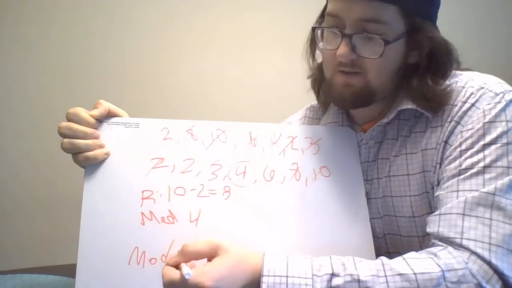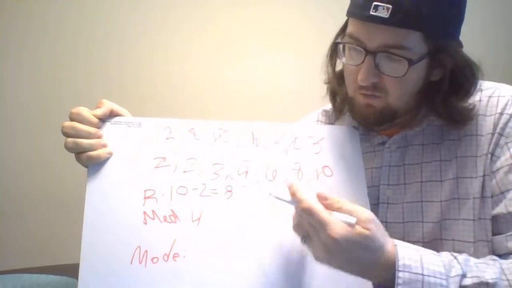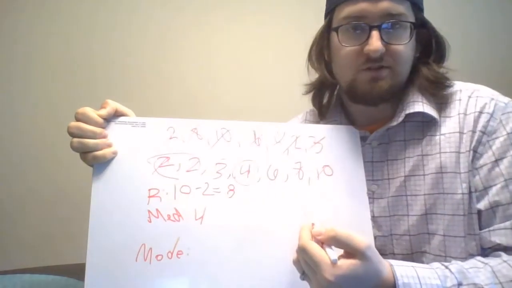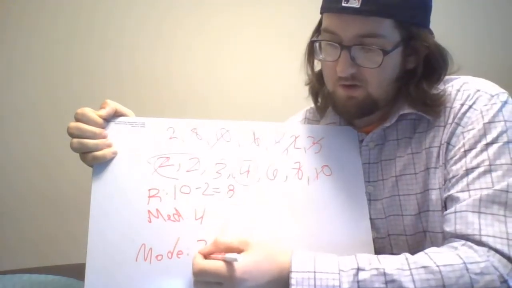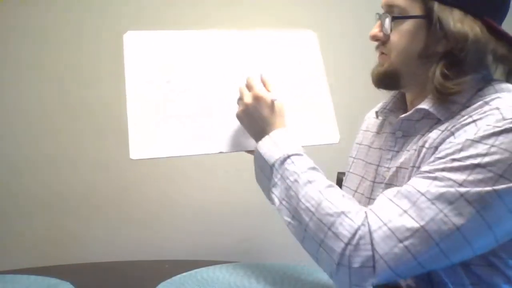Our mode, man, it's hard to write sideways. I don't even write good regular. So our mode, what happens the most? Well, 2 happens twice. Nothing else happens twice. 2 is our mode.